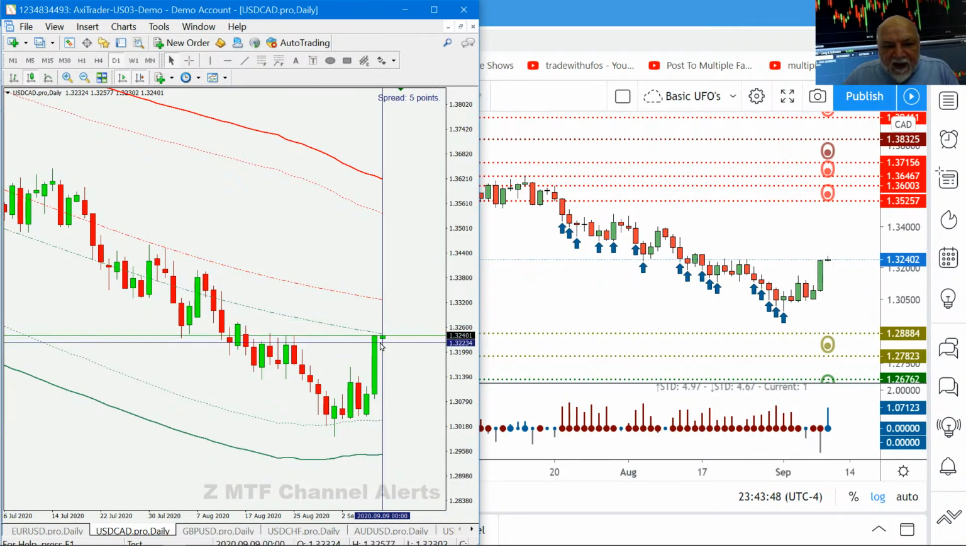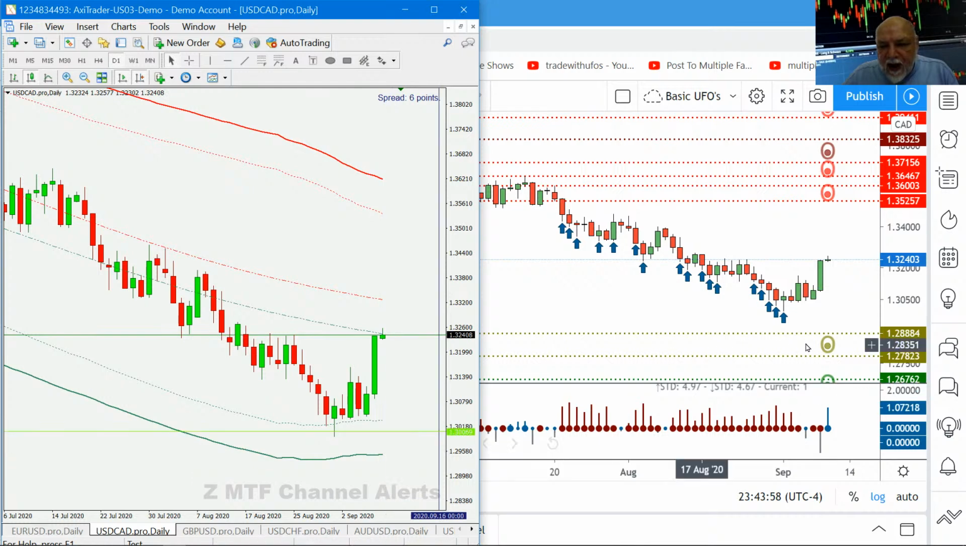So if this was to go up, I probably would be looking for a sell opportunity up here. If it was to go down, I'd be looking for a buying opportunity. And there are my zones. And so what does the auto climate tell me?